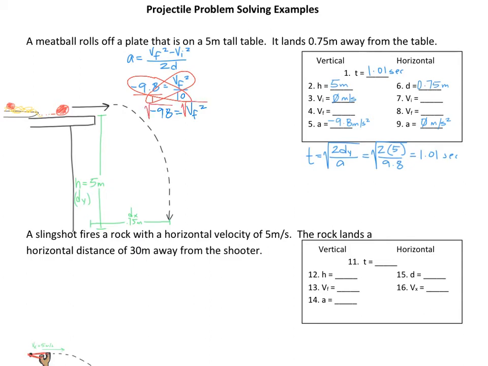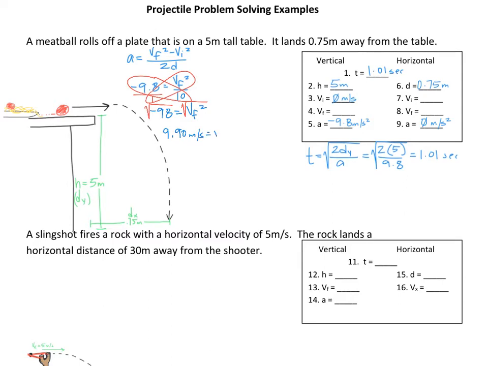Now again, you cannot take the square root of a negative value, but the negative is referring to the direction of my meatball on the way down. It's in a downward direction. So for the sake of the calculation, I'm going to take a square root of a positive 98, and when I do that, I get 9.899, which rounds up to 9.90 meters per second.